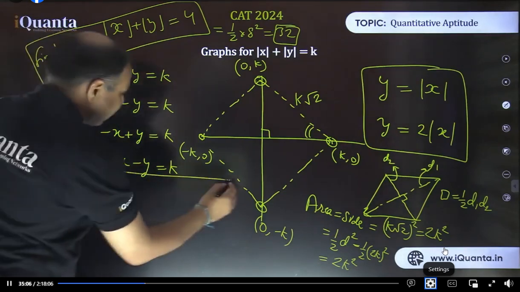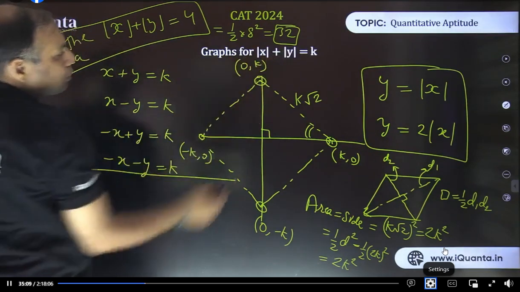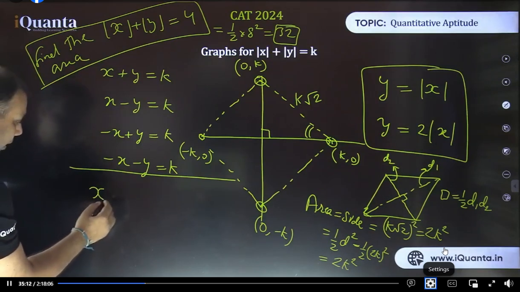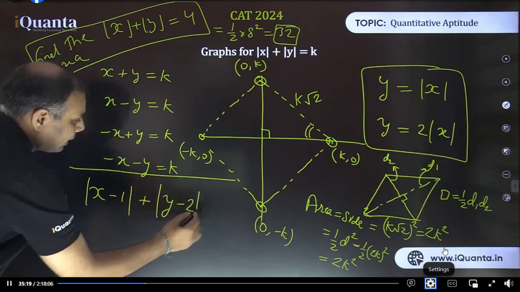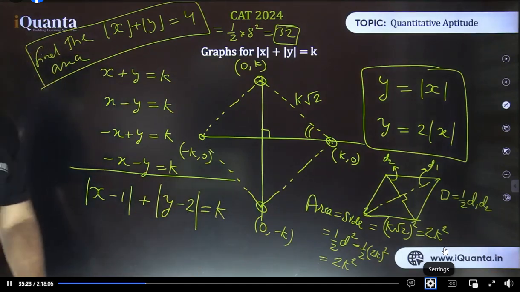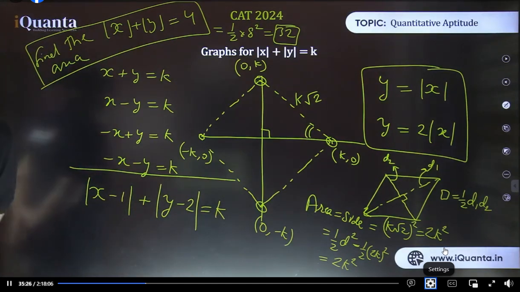Okay. Now let me ask you, if in place of mod x plus mod y equals k, the equation given is mod of x minus 1 plus mod of y minus 2 equals k. Now what will be the shape of the diagram, the graph?